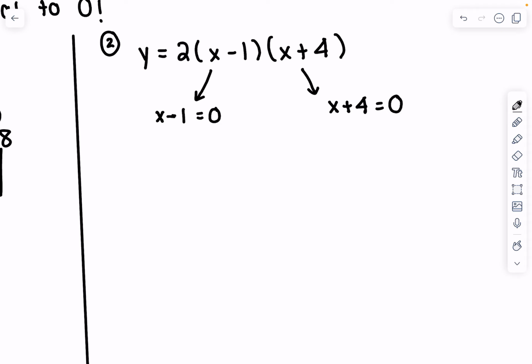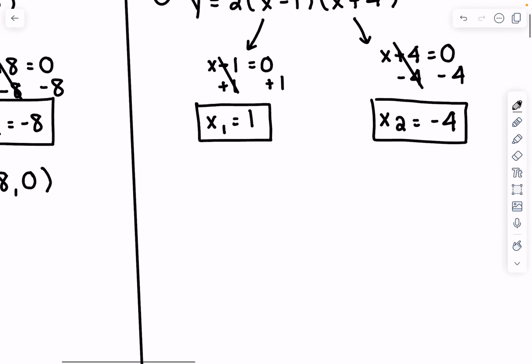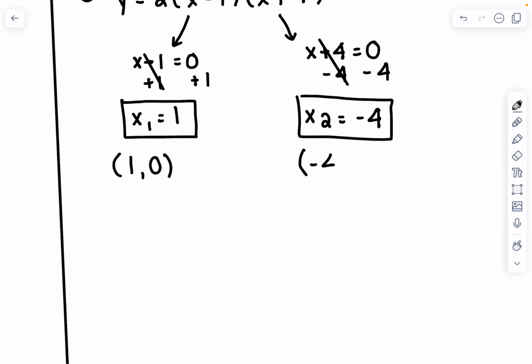So I have x minus 1 equals 0 on the left side. I'm just going to add 1 to both sides. And I get my first x-intercept. It's just going to be positive 1. Same thing here. I'm going to subtract by 4. And you get negative 4. Okay, so again, two x-intercepts. If we want to put into a coordinate pair, x, y, x equals 1, y equals 0. Same thing over here for x2. It's negative 4 and 0.